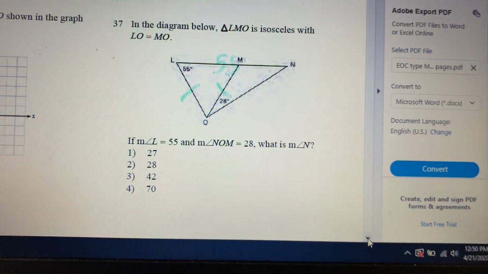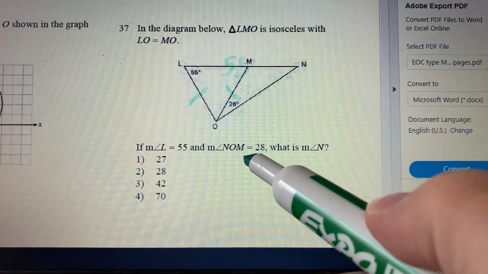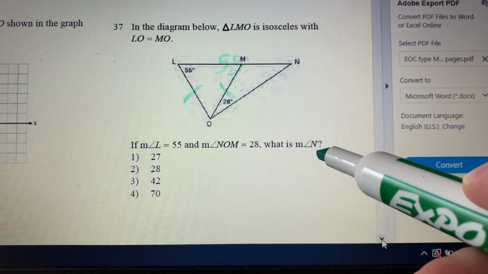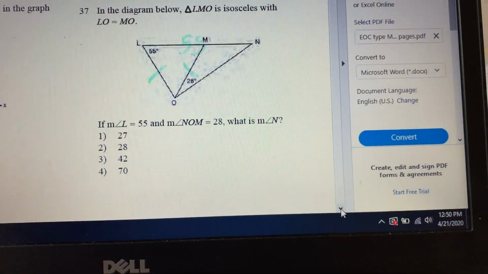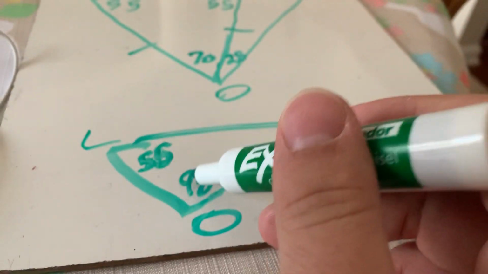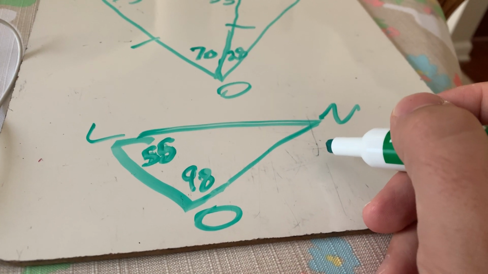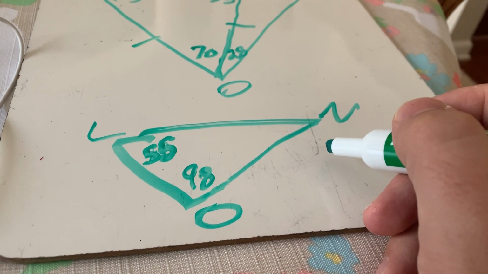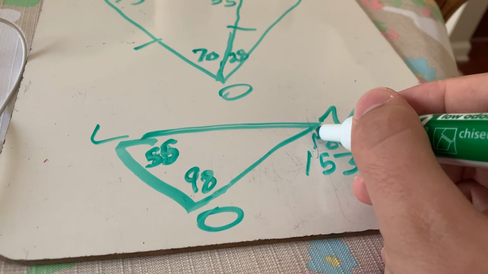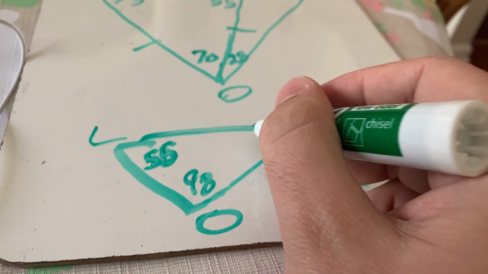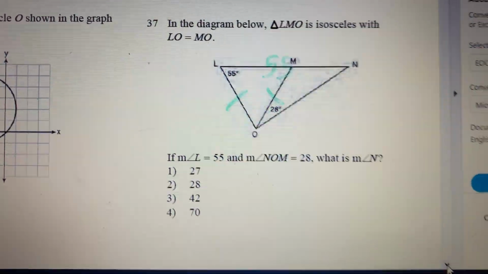All right, if we looked, again, all I did, I didn't look at it down here. If measure of angle L is 55 and NOM is 28, which I already had on there, what's the measure of angle N? Okay, so again, the reason why I'm doing this is now, if I look at the big triangle, I have these two angles and I can figure out what N is just by adding these and subtracting it from 180. If I add those, it's going to be 153. Now I'd subtract that from 180, which would be 27. And that is the first answer choice. So answer choice 1, answer choice A, 27.